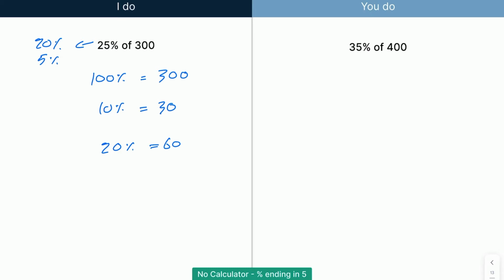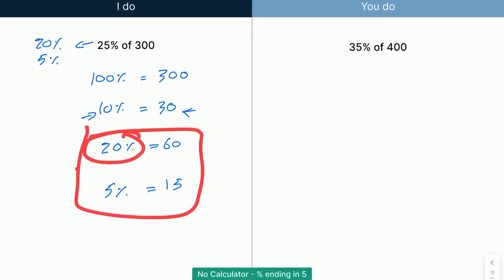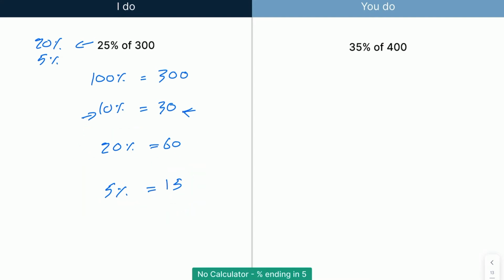And now to find 5%, we just need to half this. So if I half this, that becomes 5%. So I also need to half this side, which becomes 15. So in total, I have to add these together because 20 plus 5 gives me 25%. So that gives me 60 plus 15, and the answer is 75.